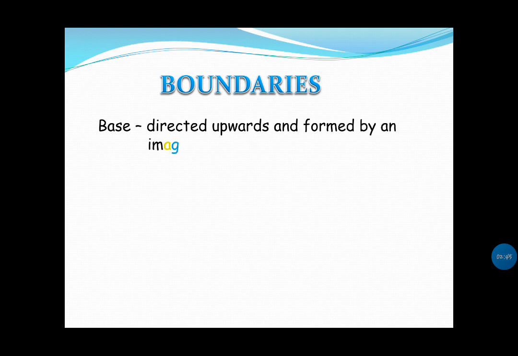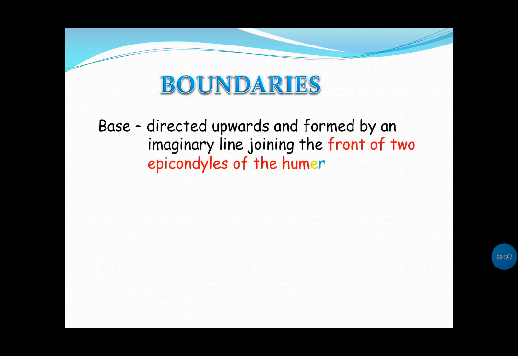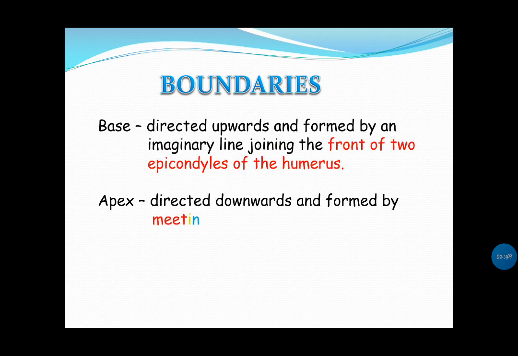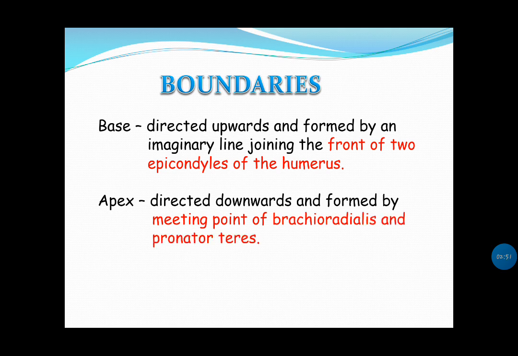So next, the base, as we have already said, is directed upwards and it is formed by an imaginary line joining the front of the two epicondyles of humerus. And the apex is directed downwards and it is formed by the meeting point of brachioradialis muscle and pronator teres muscle. So next heading is roof.